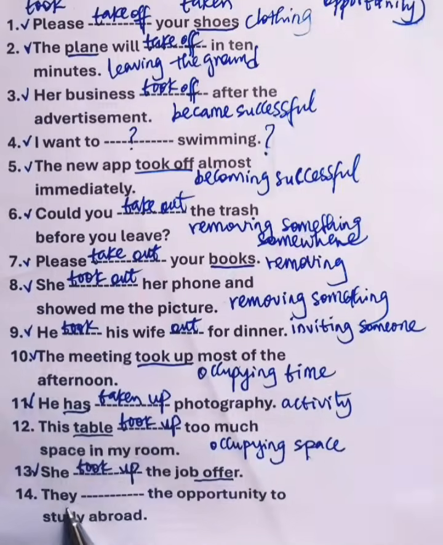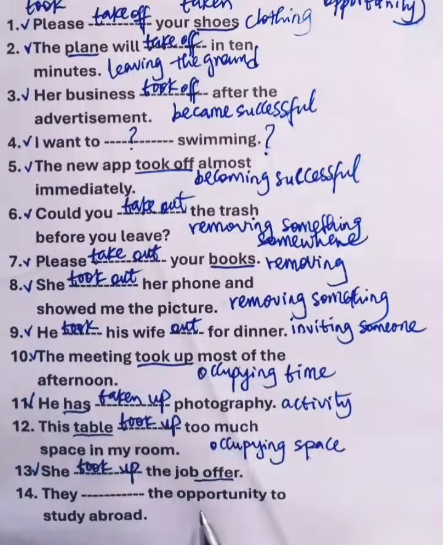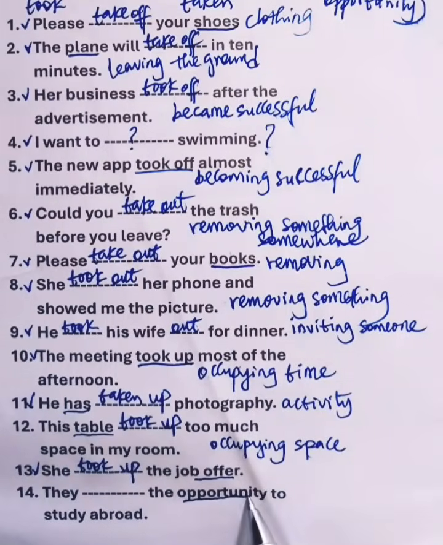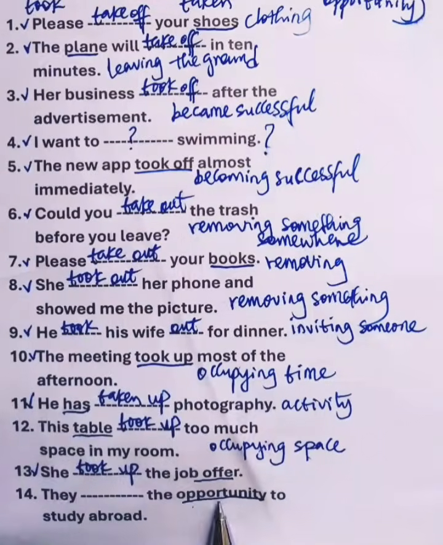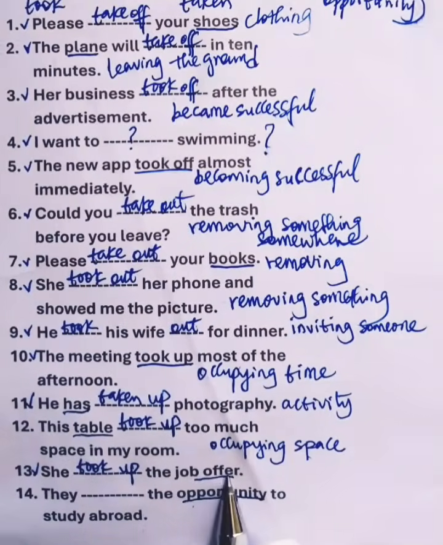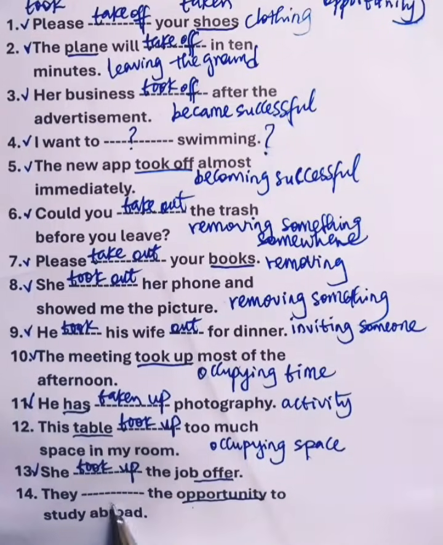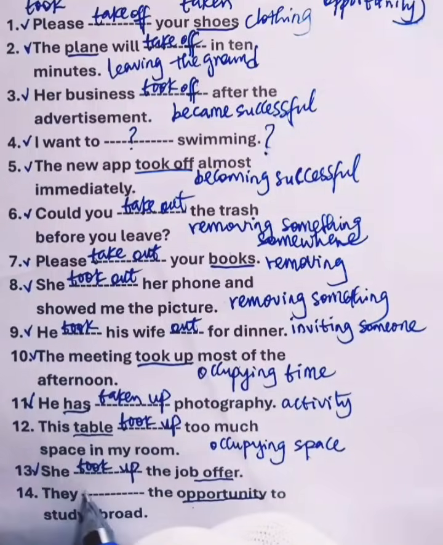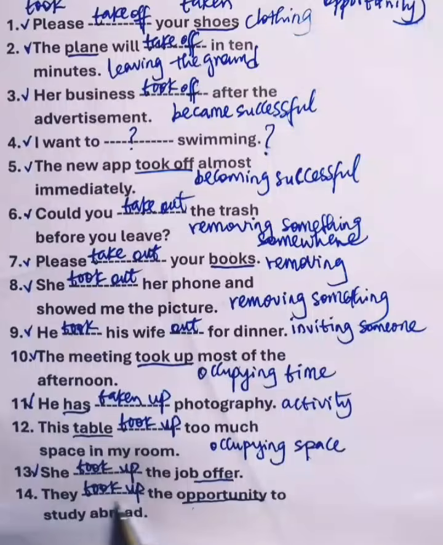Last example, they blanked the opportunity to study abroad. You can see we already have opportunity here. So whenever you are talking about someone accepting an opportunity or an offer, use take up. This is a past action, so we are going to use the past tense, took up. They took up the opportunity to study abroad.